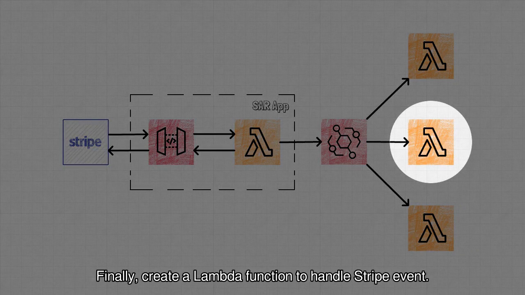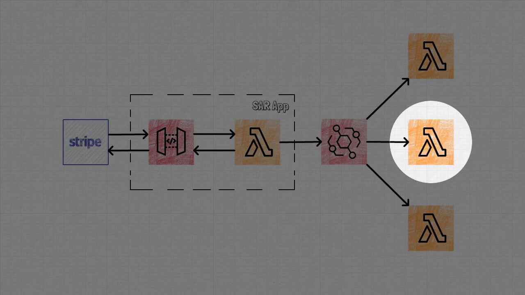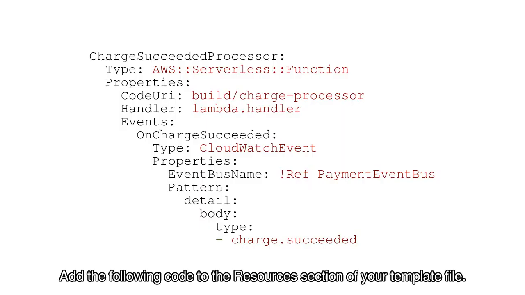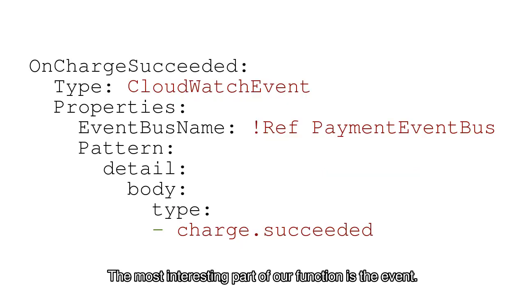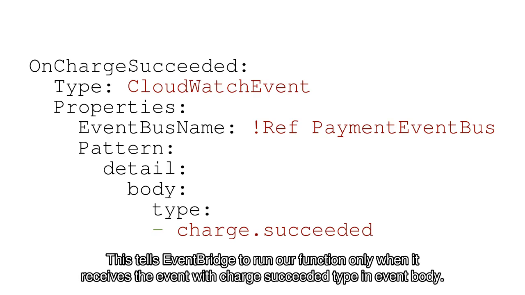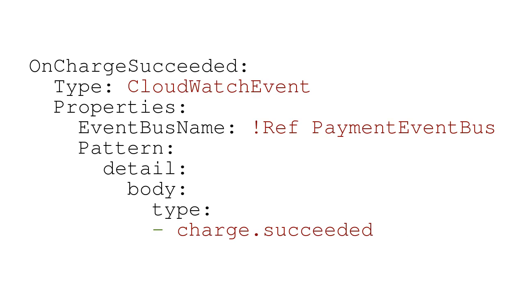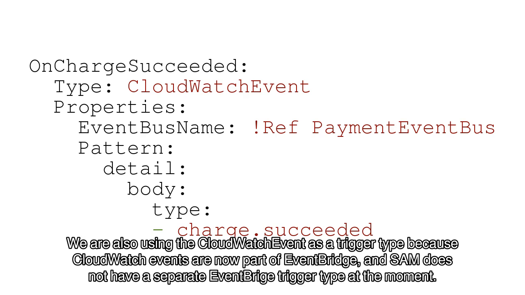Finally, create a Lambda function to handle the Stripe event. Add the following code to the resources section of your template file. The most interesting part of our function is the event. This tells EventBridge to run our function only when it receives the event with charge succeeded type in the event body. We are also using the CloudWatch event as a trigger type because CloudWatch events are now part of EventBridge, and SAM does not have a separate EventBridge trigger type at the moment.